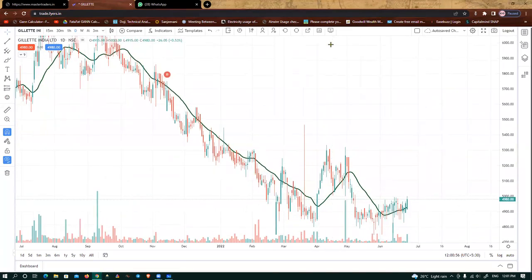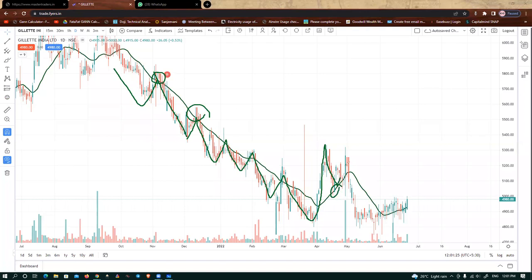Now here you can see when price is down and approaches the moving average, it takes resistance and comes down. Again, it tried to go up, took resistance and came down. See, all this happened. When price went up and reached the moving average, it took support and went up. Next time it broke down.